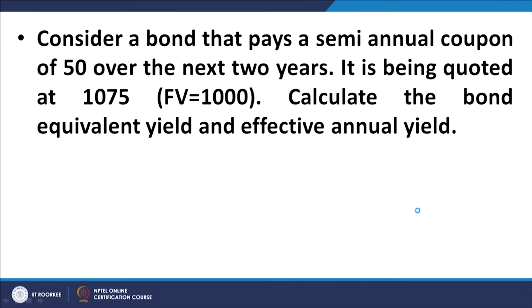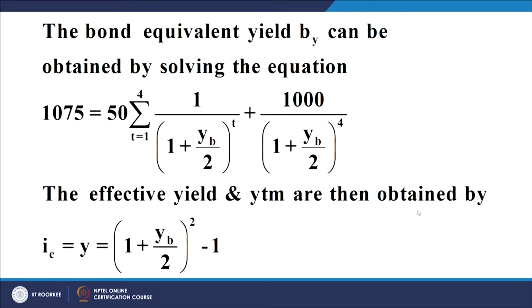Consider a bond that pays a semi-annual coupon of 50 over the next 2 years. It is being quoted at 1075, face value is 1000. Calculate the bond equivalent yield and the effective annual yield. Well, the process is simple. We solve this equation as I mentioned just now. The price of the bond is on the left hand side, and on the right hand side we calculate the discounted value of the coupons over the number of half years over which the coupons would be paid.